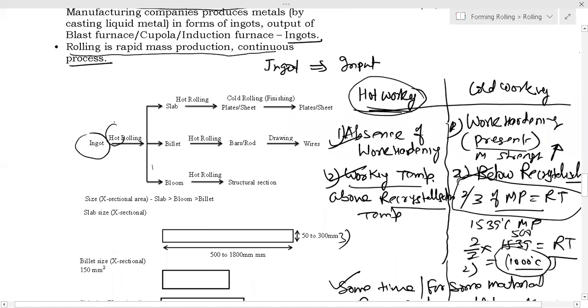here we were talking about hot rolling. So the ingot will first be hot rolled. It will form slab, billet, and bloom. Then again the hot rolling process will produce plate, sheet, bars, rod, structural sections. Finally, the finishing operation, that is cold rolling. It will be your plain sheet, wires like this. So, what is billet, bloom?